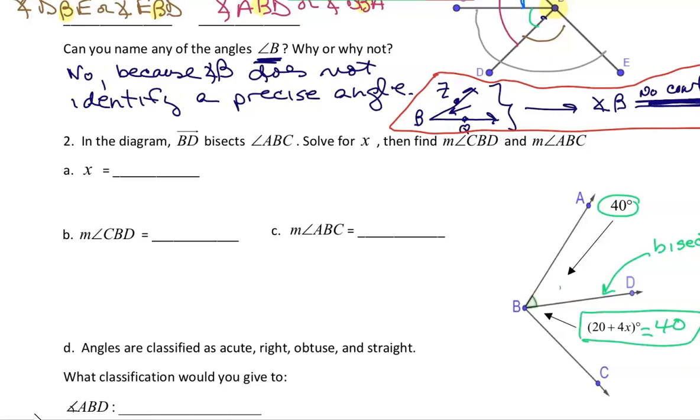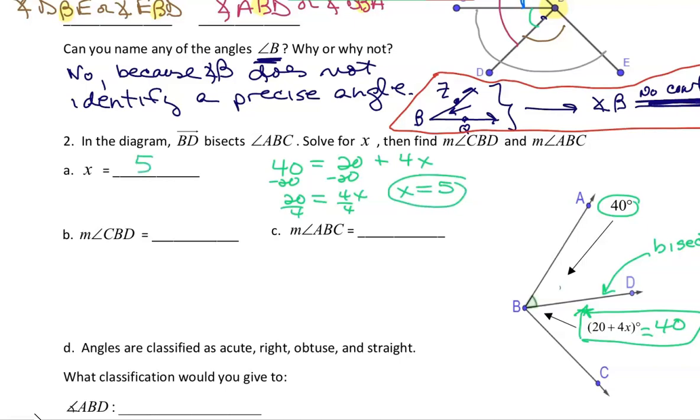So they want me to figure out what x is. Well, I just made this connection, so now let's write that out. I know that 40 is going to equal 20 plus 4x, because each angle has to be the same because of the presence of the bisector. So subtract 20 from each side, and that's going to give you 20 equals 4x. Divide by 4, and I get x equals 5. And that's what they want right here.